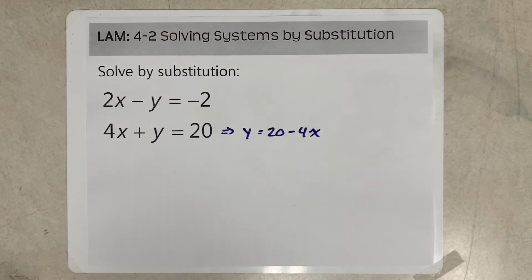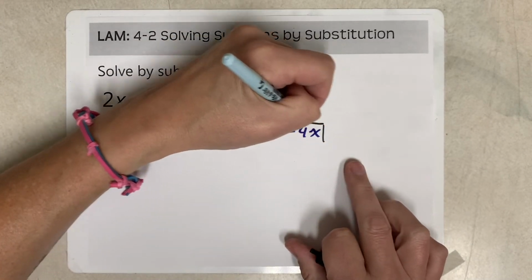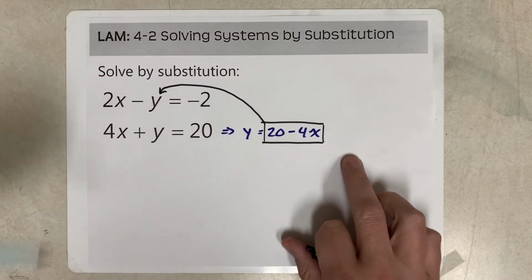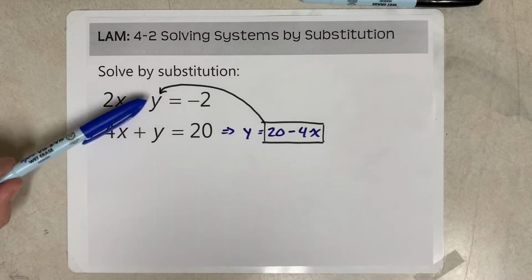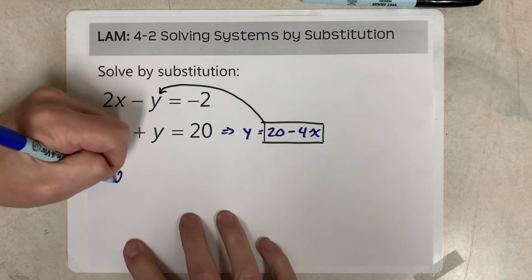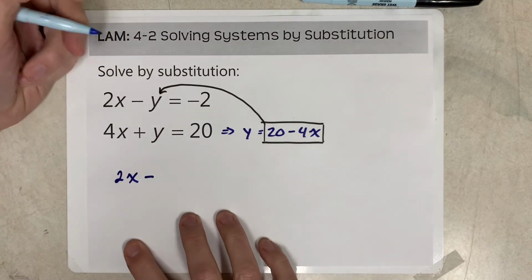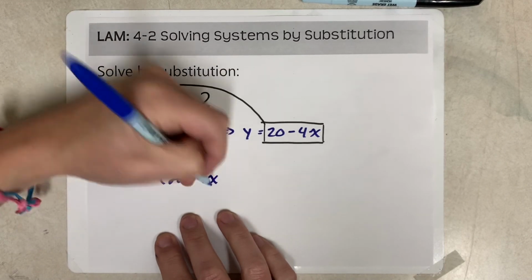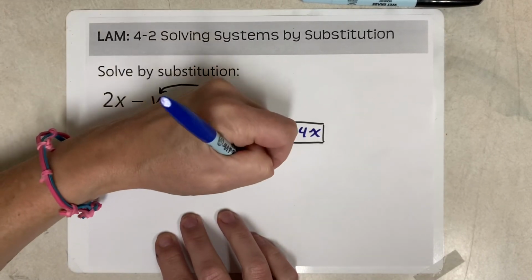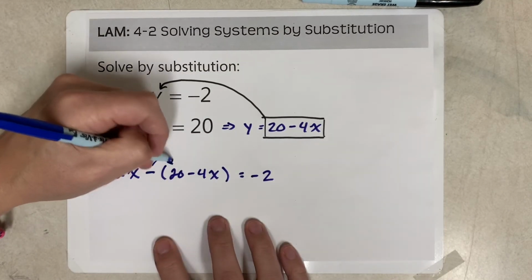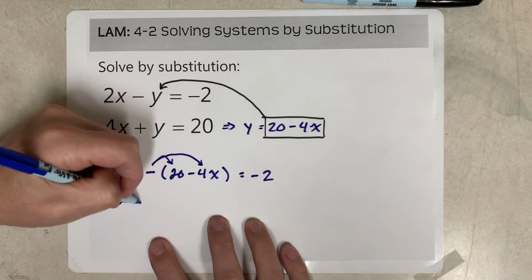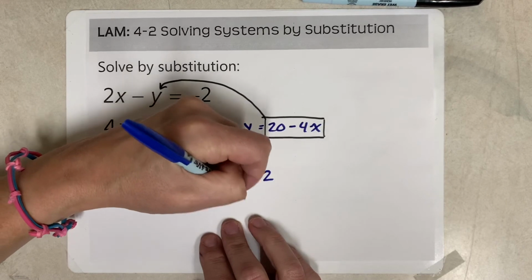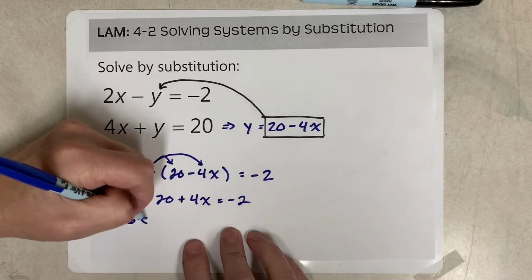Okay, so now we're going to take all of that for y here and plug that into our top equation for y. Now we do have a minus in front of the y, so we need to be careful. So 2x minus, now I do have to use parentheses because there's a minus there, 20 minus 4x equals negative 2. And now we're going to distribute our negative. So 2x minus 20 plus 4x equals negative 2.